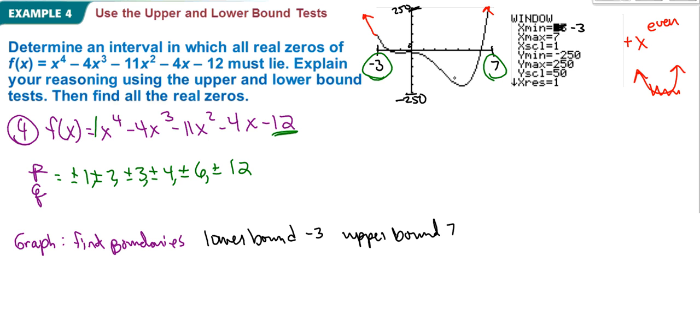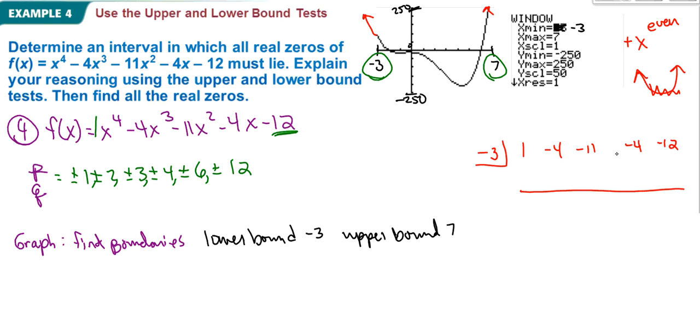And it asks us to explain our reasoning using this upper and lower bound test. So I'm going to take -3, and suppose I had said that I thought -4 was the boundary. That's okay too. But let's do that synthetic division with -3 and see what happens. So 4, 3, 2, 1, 0. So we have 1, -4, -11, -4, and -12.